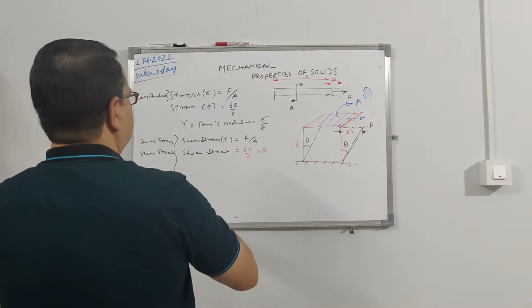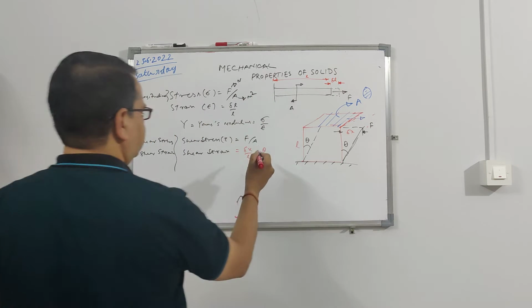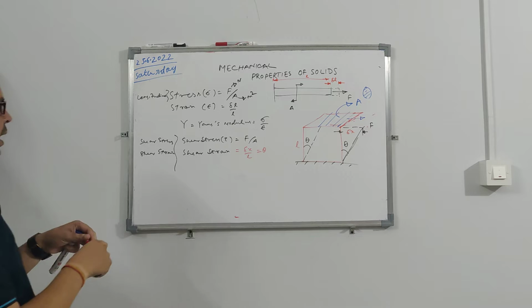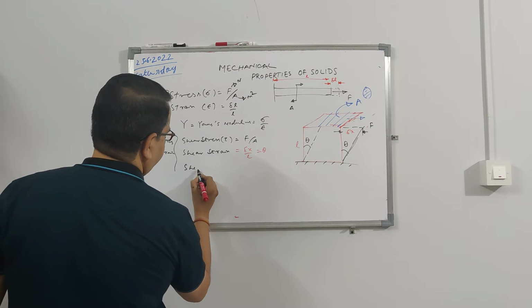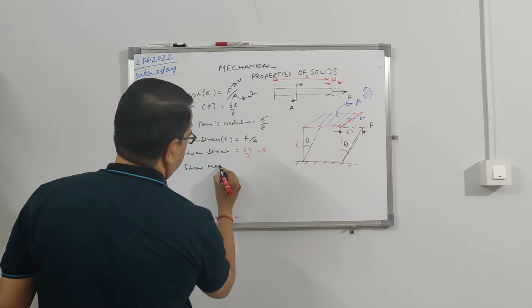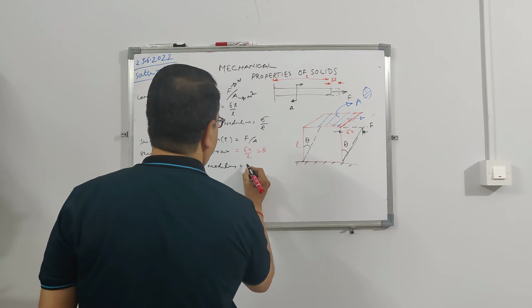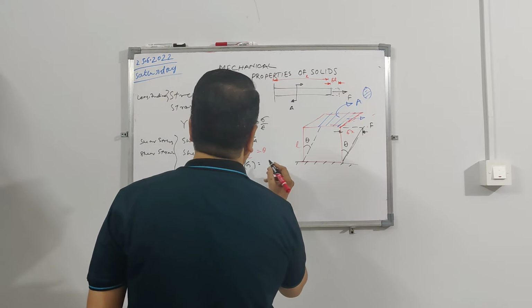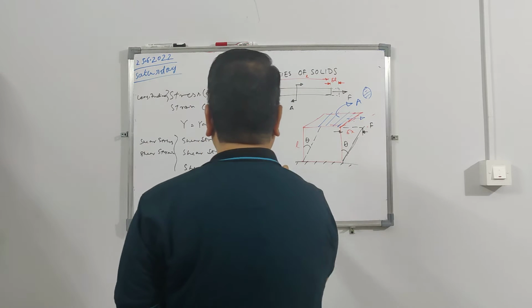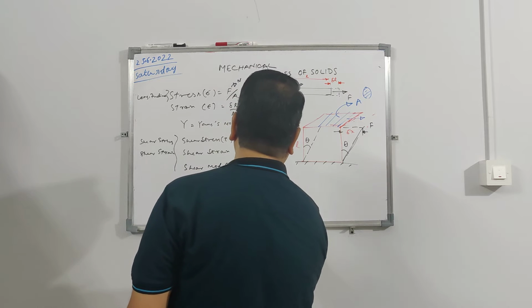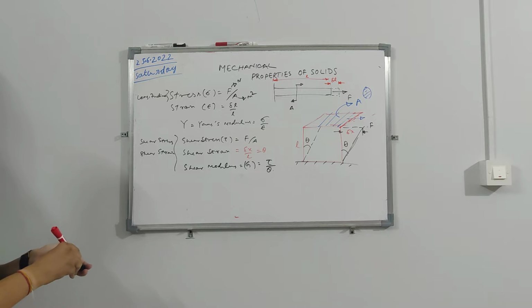Stress unit is Newton per meter square, and strain is unitless. And then, like Young's modulus, there is the shear modulus or rigidity modulus, which we call G, is equal to tau by theta. That is the shear stress by shear strain. So this is about shear strain.